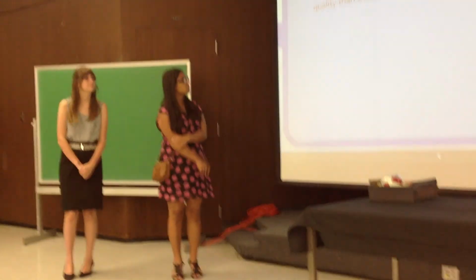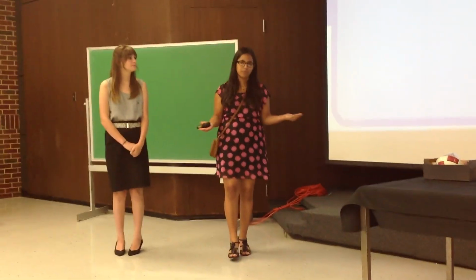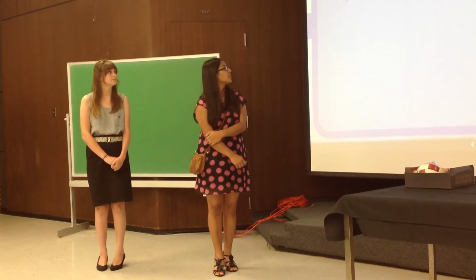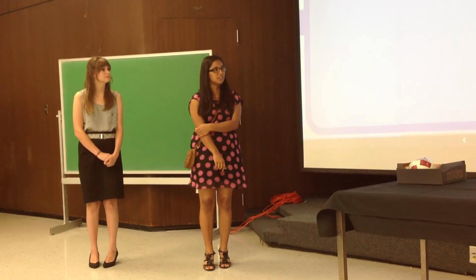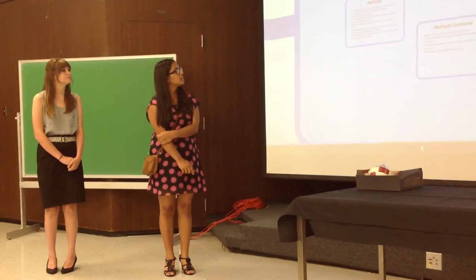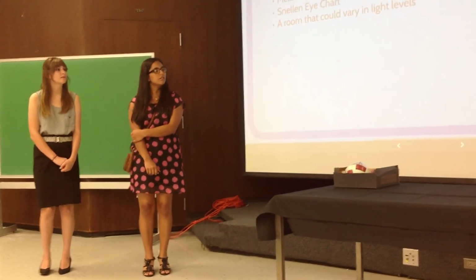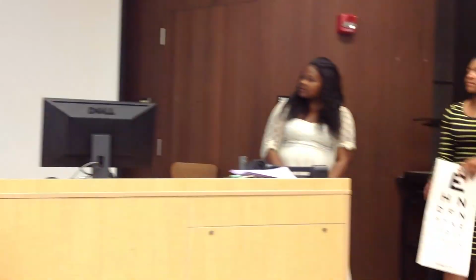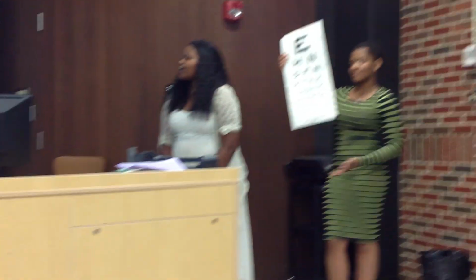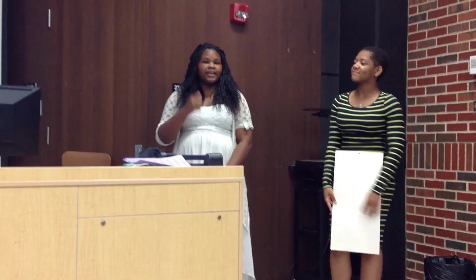Okay, so our hypothesis for our experiment was people with more melanin concentration, brown eyes, will have better vision quality than those with lower levels of melanin in their eyes, which are blue or green eyes. So for our materials we used tape, measuring tape, the Snellen eye chart, and a room that could vary in light levels, which means it had a dimmer.